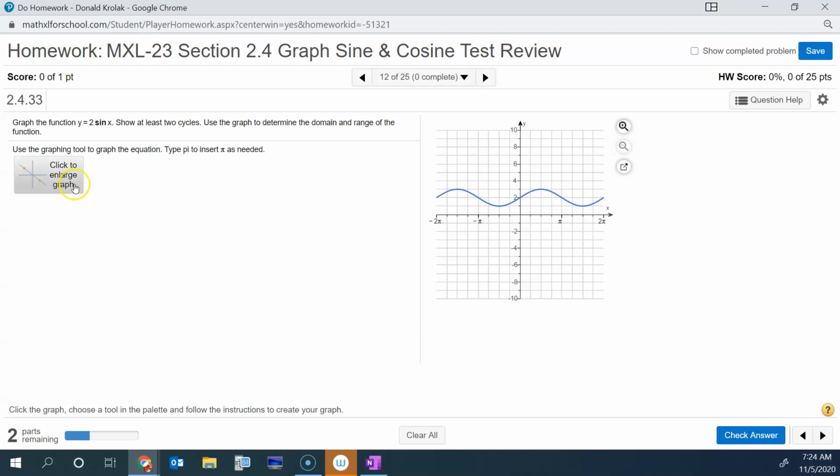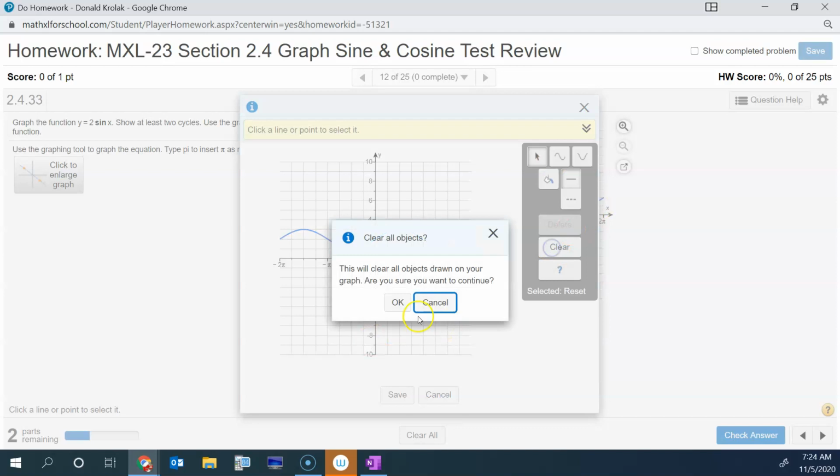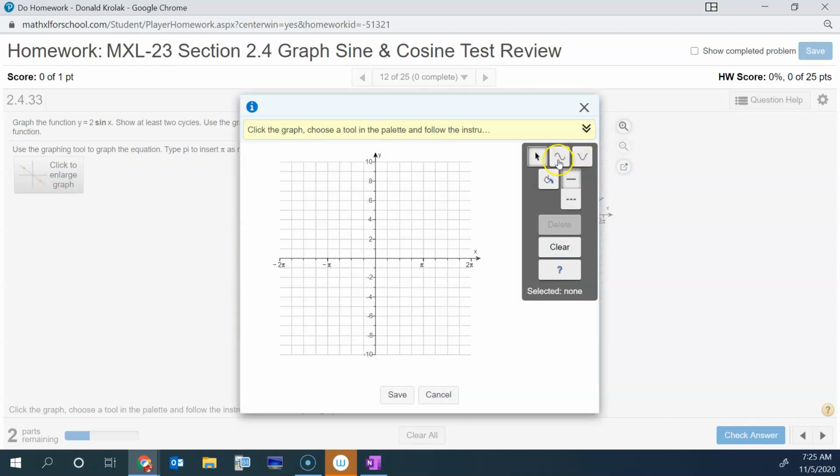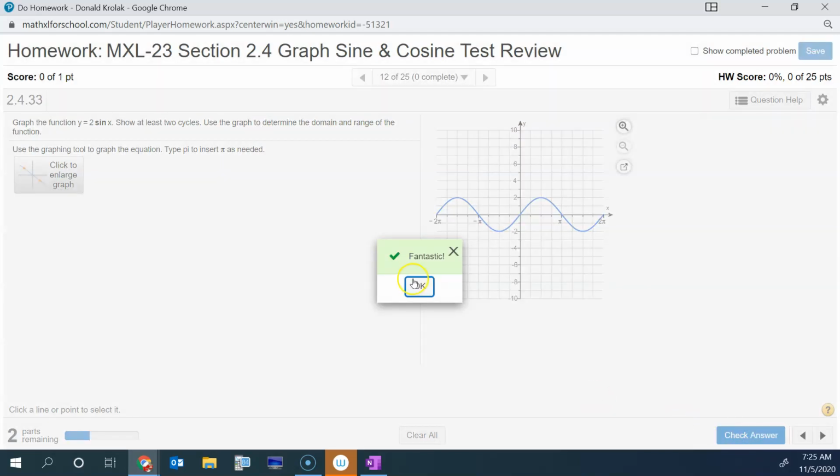Oh, did I click the wrong thing? Okay, let's try it again. Clear. I did. So we got ourselves a sine, and amplitude is 2. See, check answer. There we go.